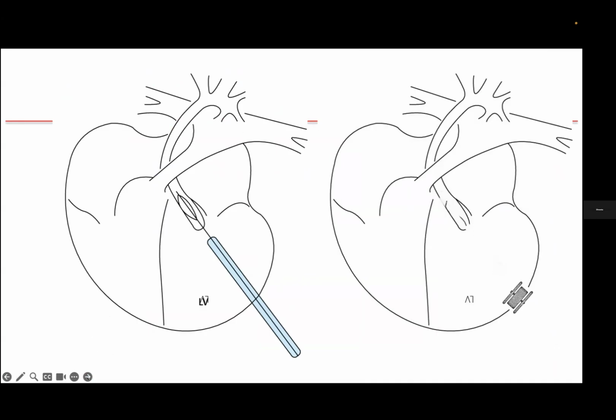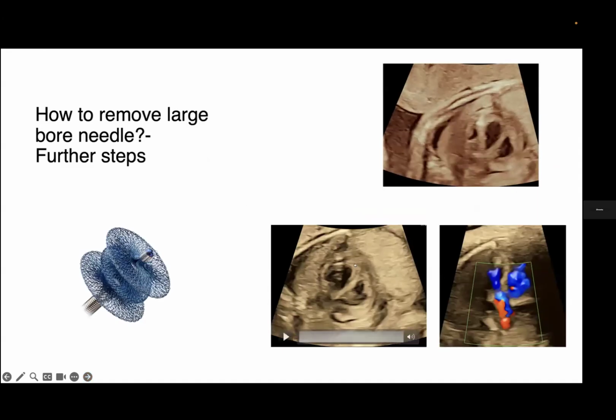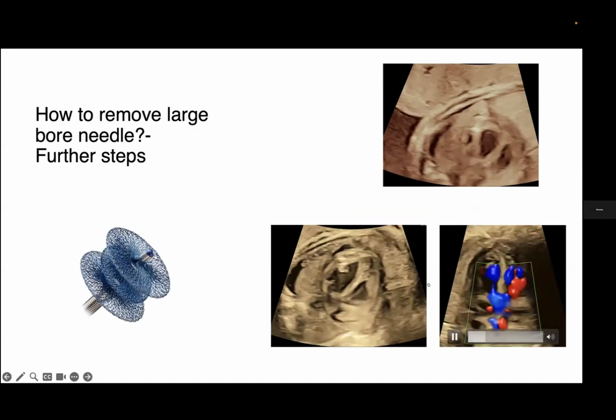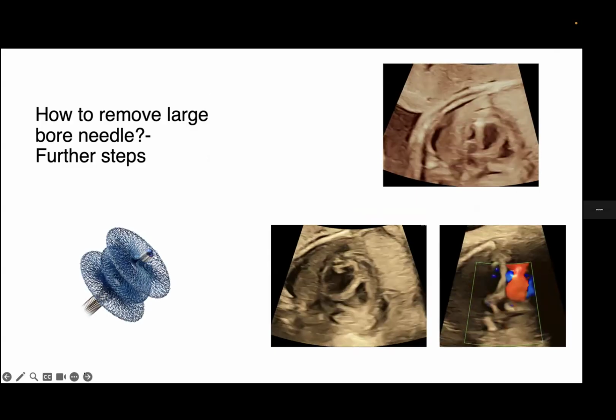So therefore we decided to close that rent which has been created with the needle with a device. And therefore, as you can see in this case, while removing the needle, the left ventricular entry point was closed with a small device, and there was very good flow across the aortic valve.